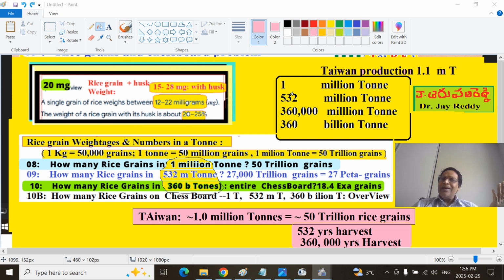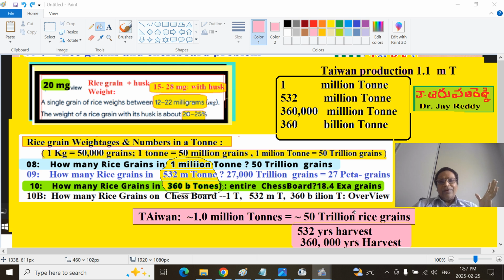So we are now understanding where we can stop putting rice on the chessboard. Why this number? That is the global harvest you need to fill the entire chessboard. You should have clarity to understand the complexity of doubling each time on each square of the rice board. Taiwan harvested 1 million tons of rice grain that contains 50 trillion rice grains. That means around the 45th to 46th square it will stop.